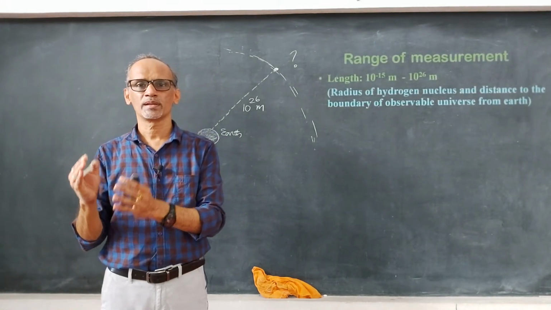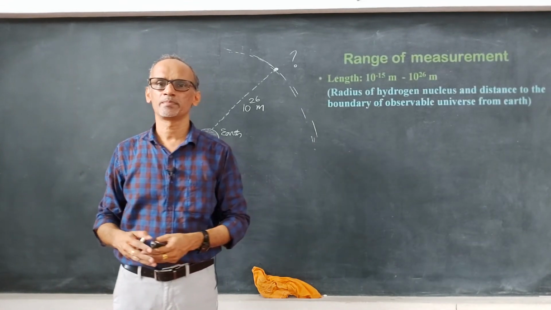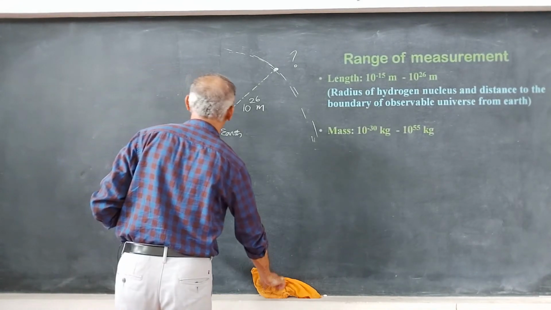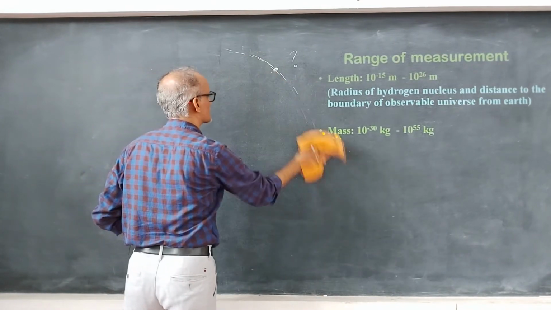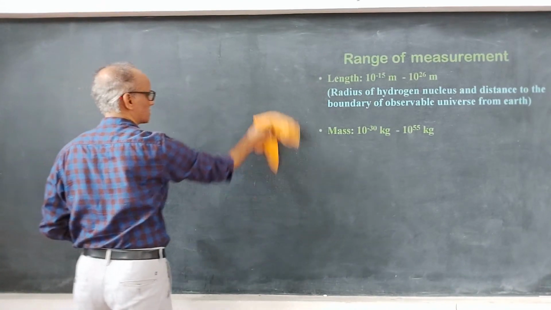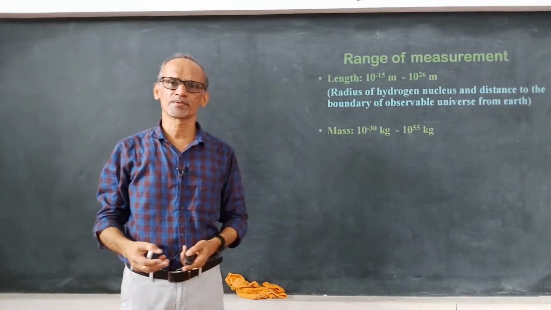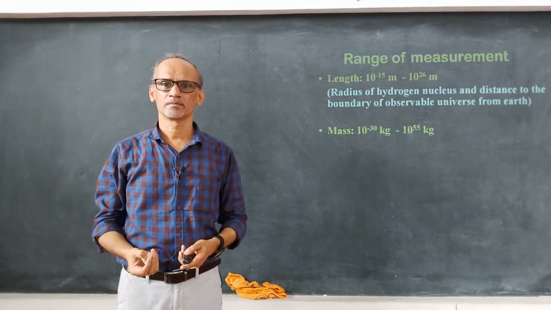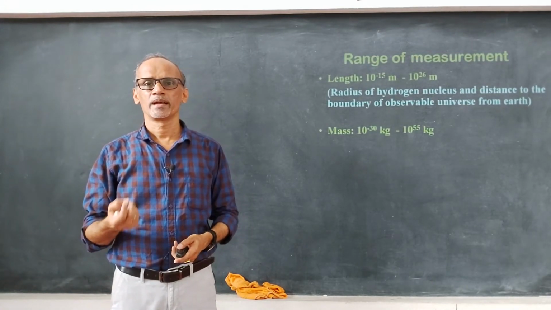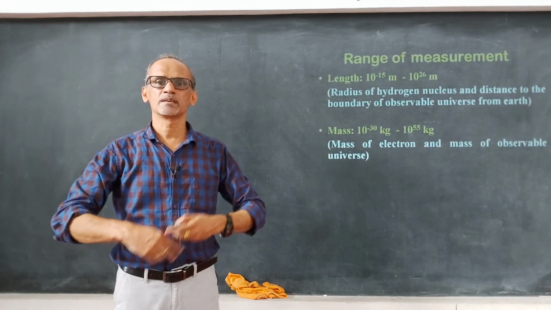So, the smallest measurement that we have discovered is 10 power minus 15 meter, and the largest is 10 power 26 meter. Now, this is regarding the length. How about the mass? The smallest mass that we have discovered is 10 power minus 30 kg, and the largest mass is 10 power 55 kg. The 10 power minus 30 kg corresponds to the mass of the electron, the smallest mass we have measured. And 10 power 55 again refers to the mass of the observable universe.